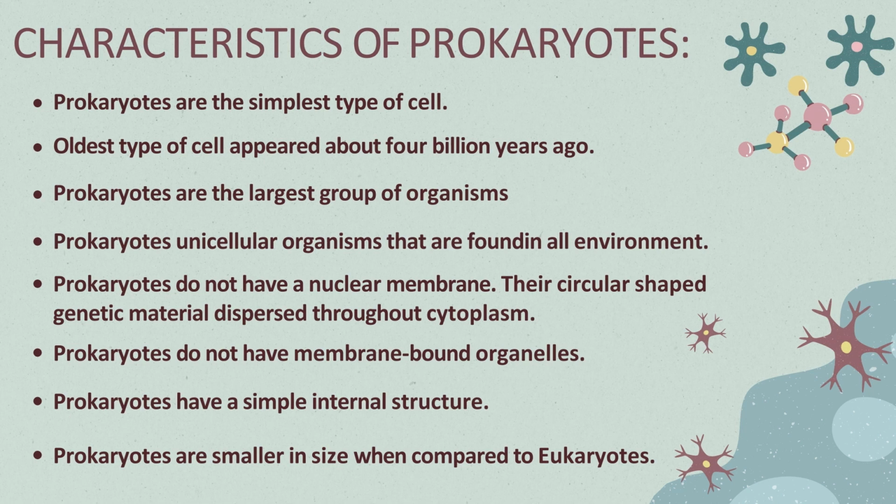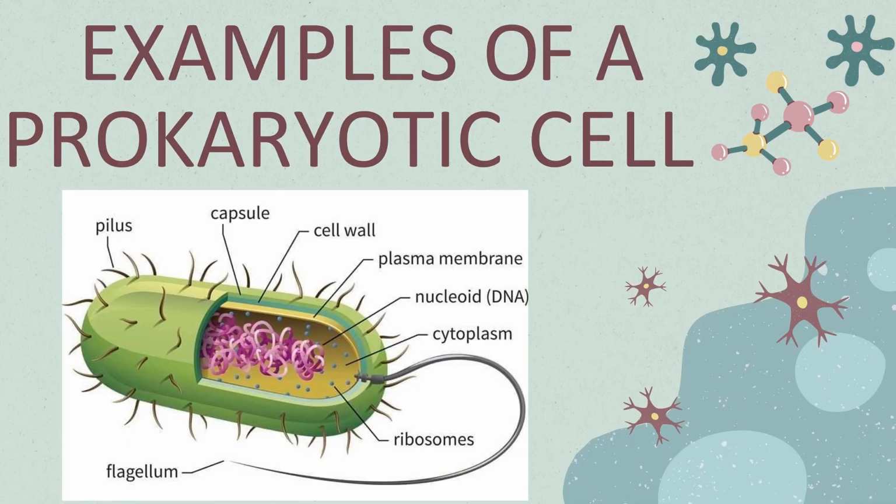Prokaryotes are also unicellular organisms that are found all over the environment. They do not have a nuclear membrane, and their genetic material is circular in shape and dispersed throughout their cytoplasm. They do not have membrane-bound organelles. Prokaryotes actually have simple internal structures. So let's talk about the examples of a prokaryotic cell.